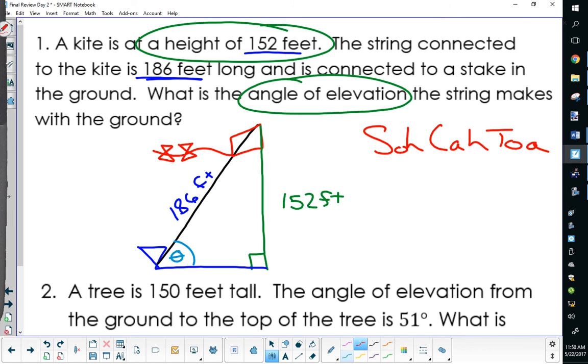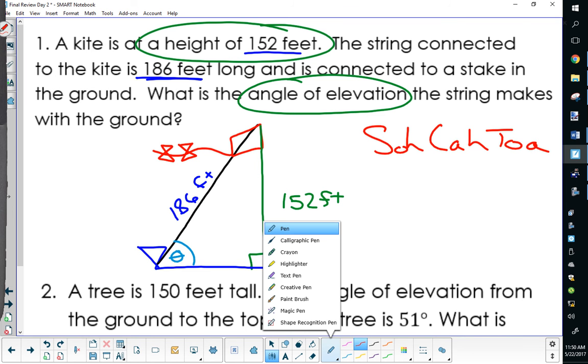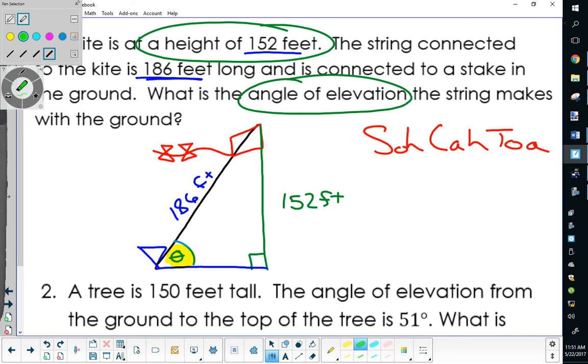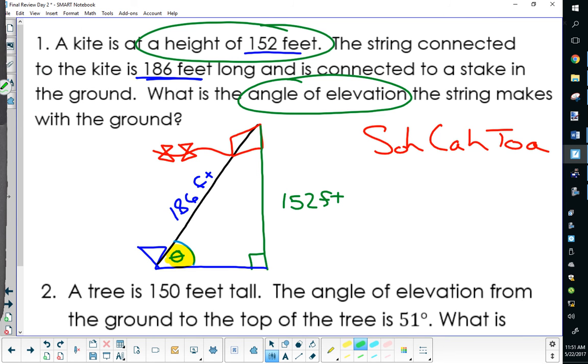My ultimate job is to find this angle right here. That's what I'm looking for. If I'm finding that angle, I need to know 2 sides from that angle. So 152 is a side. Alex, what would you call 152? Is that the adjacent, the opposite, or the hypotenuse to that angle? It's the opposite. It's one of those 2. Okay, this over here is opposite.